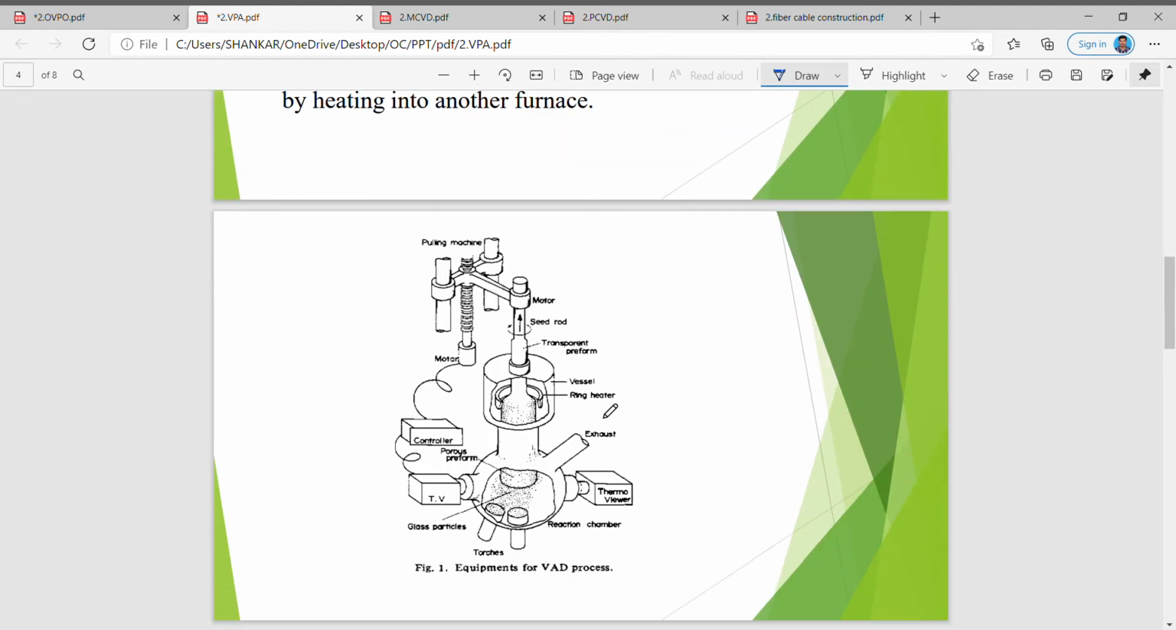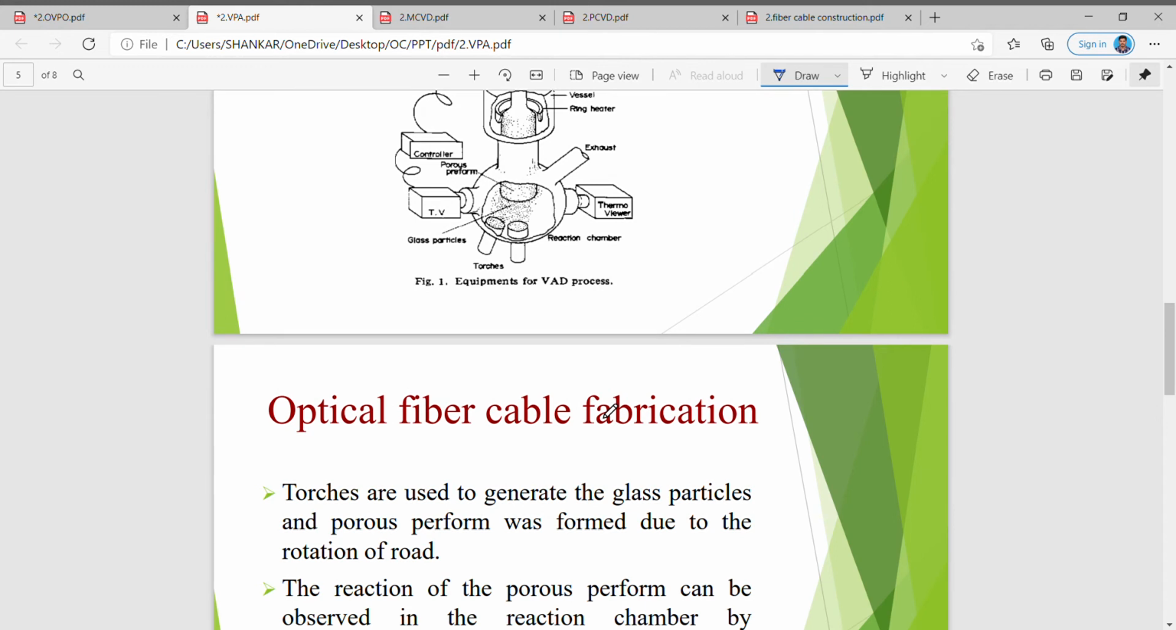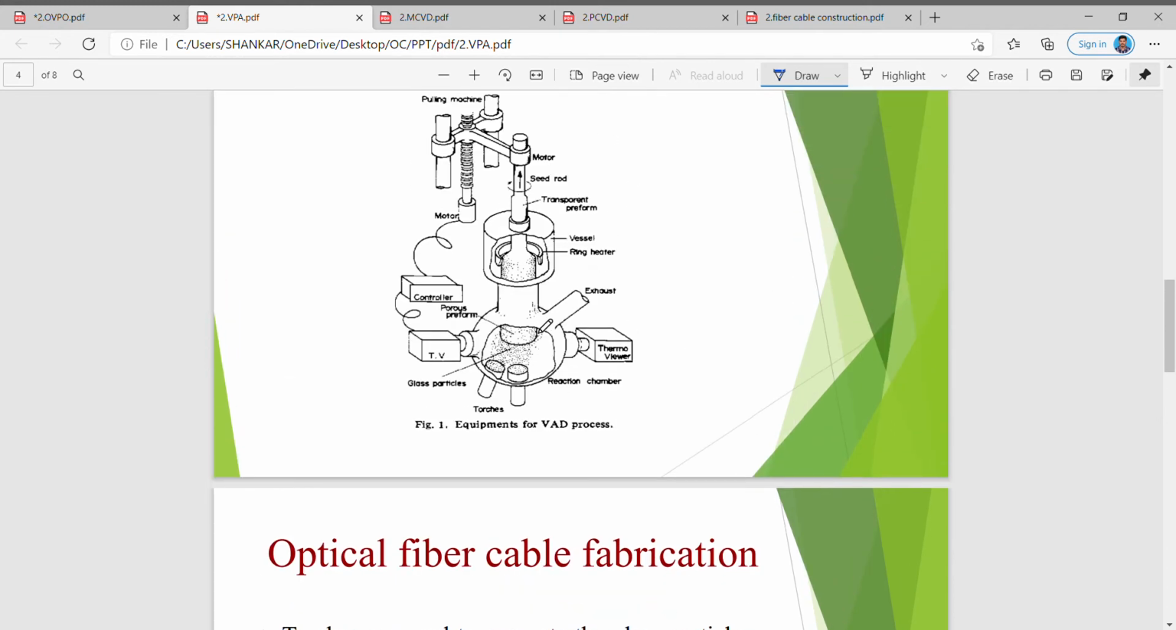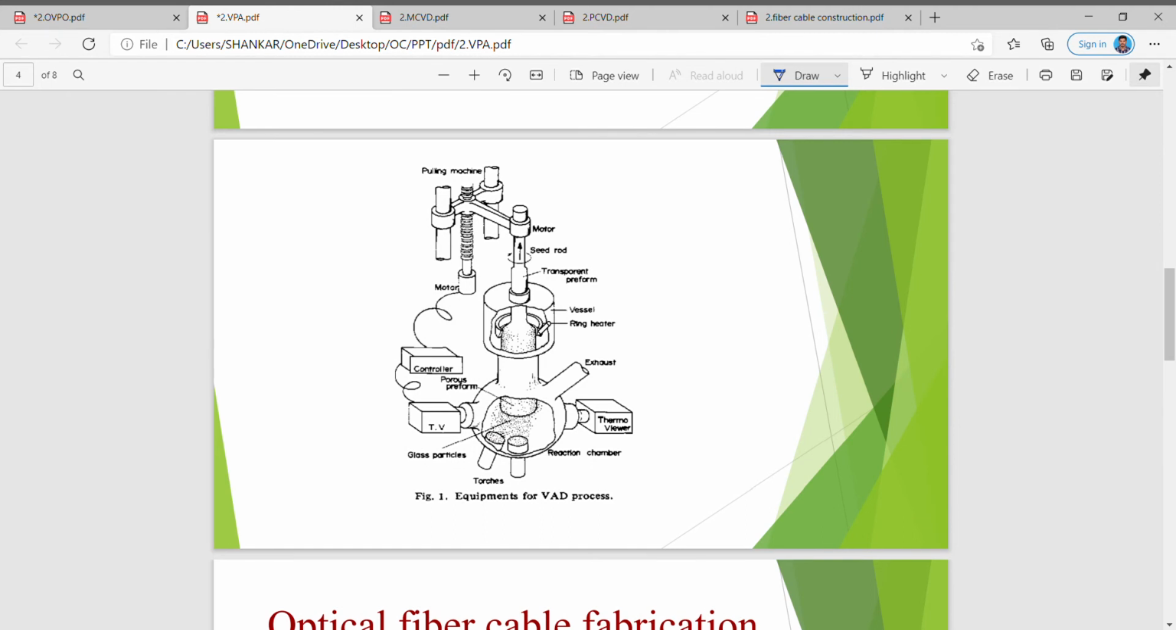Okay, see here, this is the diagram of the VAD method, that is the vapor phase axial deposition method. Observe carefully: initially I am using torches here. These torches are used to produce the glass particles. In previous cases we used the burner, and through that burner we deposited the halide vapor particles in order to convert them into glass particles.